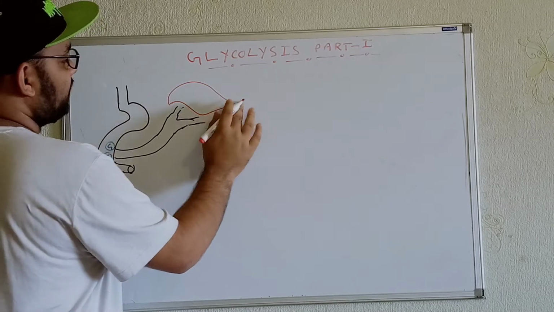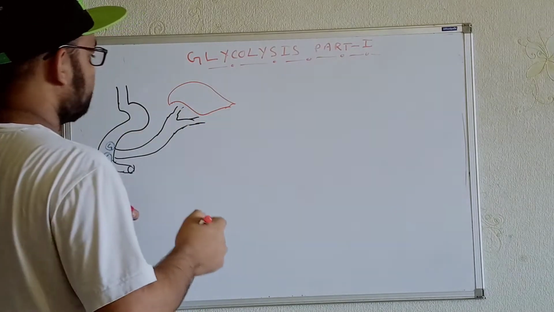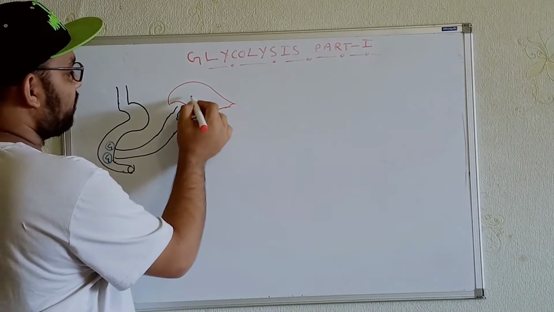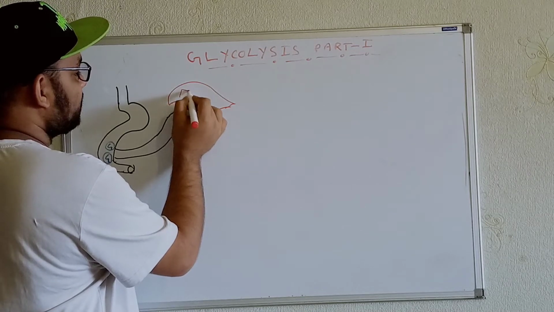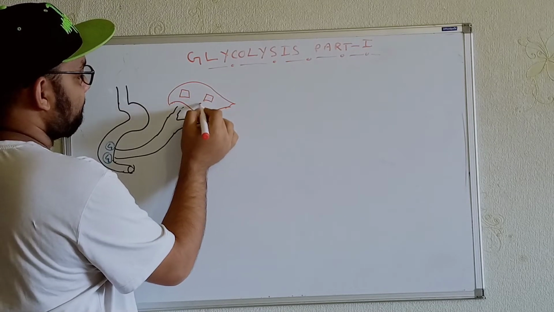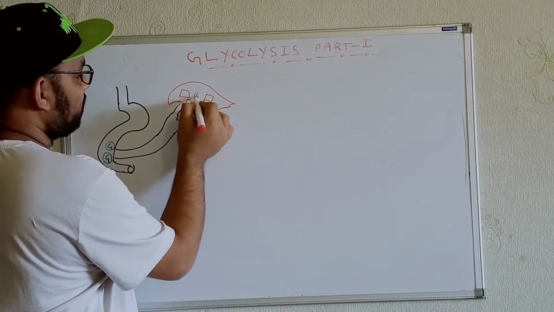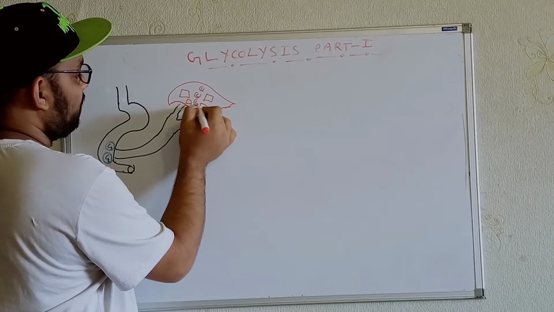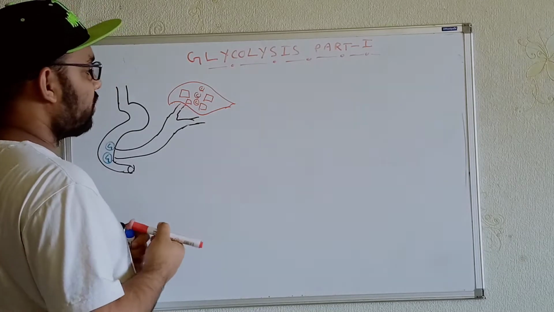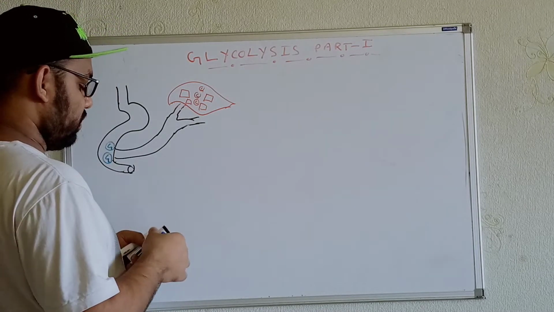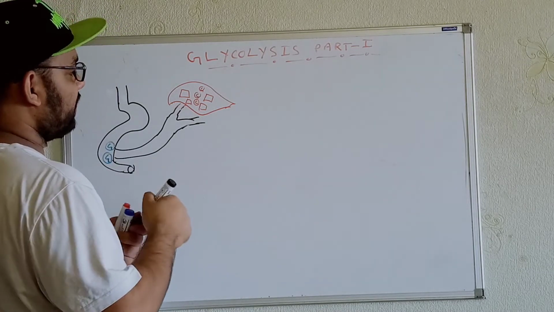Now it will go within the liver. Whenever it comes within the liver, we will see that it comes into the hepatocytes here. Whenever there is an abundance of glucose within the hepatocyte, a very little amount of the glucose will be thrown out from the liver.